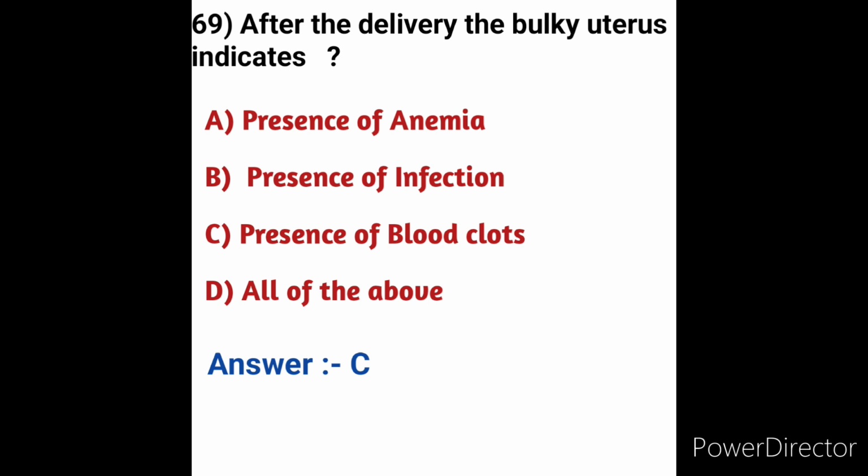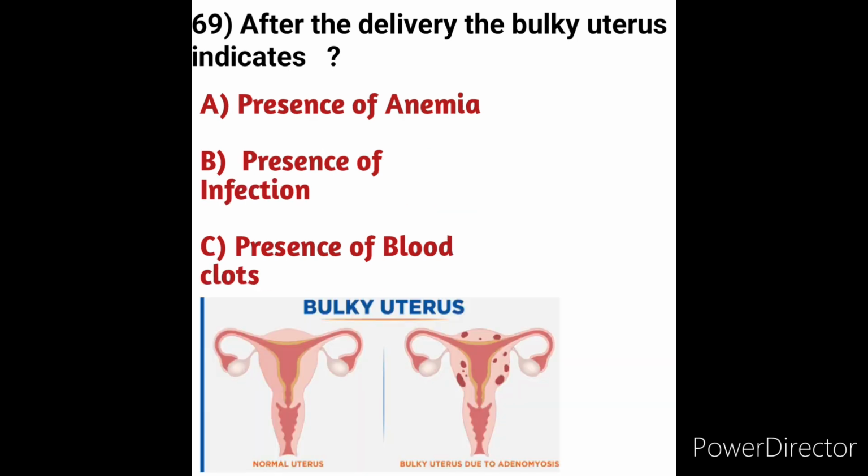Several common conditions can cause a bulky uterus. These include fibroids, ovarian cyst, adenomyosis and PCOD, polycystic ovarian disease, and also polycystic ovarian syndrome. Menopause and endometrial cancer are also causes of a bulky uterus. The bulky uterus indicates, here option C, presence of blood clots in the uterus.